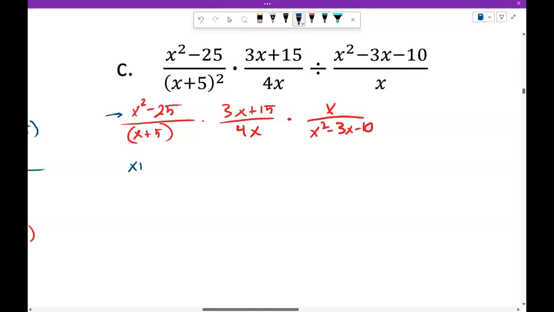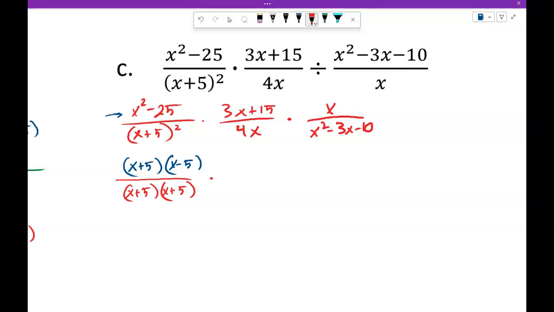Our first numerator is a difference of squares, so we have x plus 5 and x minus 5. And its denominator is x plus 5 twice. Multiplied by, we can factor out a GCF of 3, leaving us with x plus 5, over 4x. And the last one, the denominator factors to be x minus 5 and x plus 2.